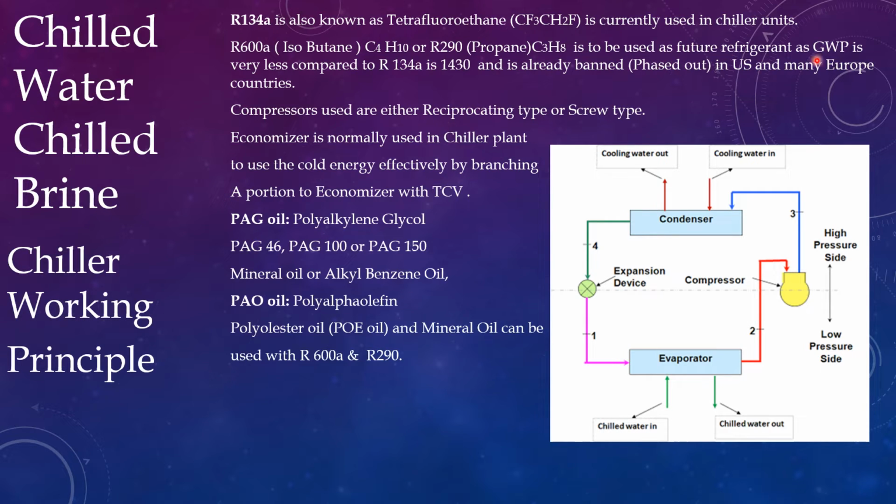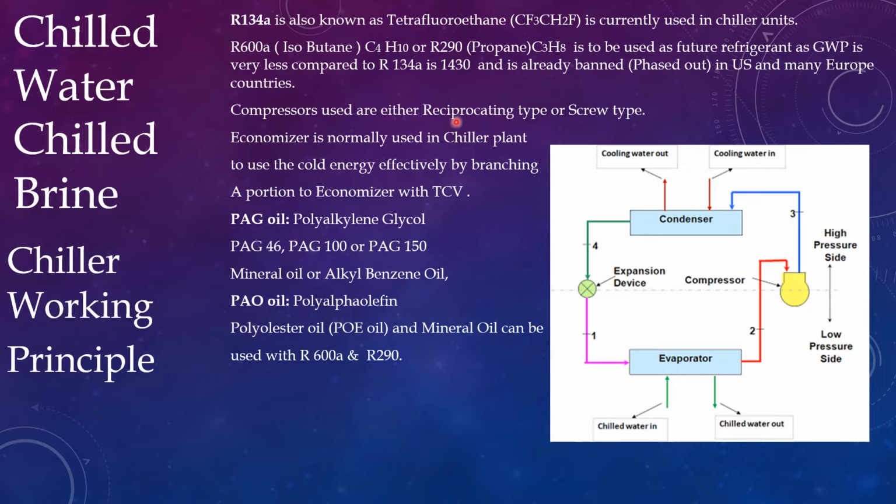Already it is in use, as the global warming potential is very less compared to R134A, which has a GWP of 1430. It is already banned or phased out. So it is in use in many European countries, R600A for refrigeration and R290 for chillers and air conditioning units. But R134A is used currently in India and also in Gulf countries.